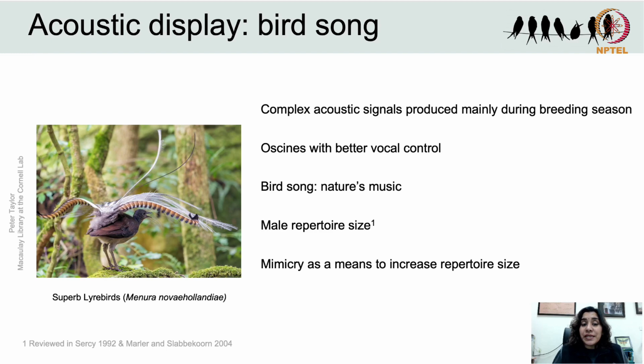Conspecific females use the repertoire size to make mate choice decisions, and this has been tested using manipulative experiments in the lab and using observations in the field. It is known that female birds prefer to mate with males that have larger repertoire size. Why should that be? One possibility is that a larger repertoire size is an indicator of a better quality male.